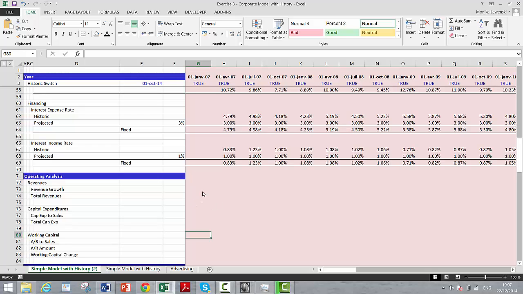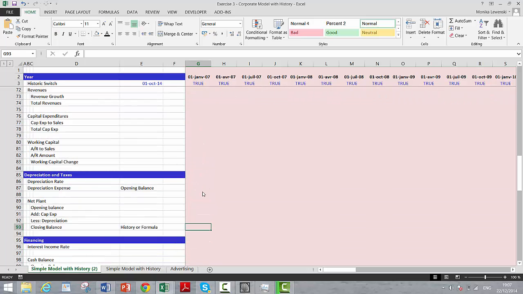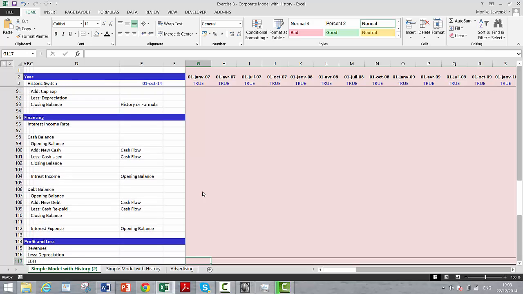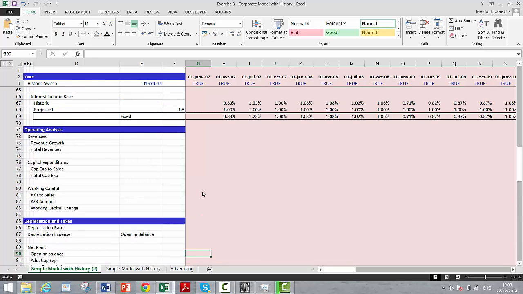Okay, let's get the rest of this model done. Now, the keys here are, again, I hope you see the magic of the historic switch. We'll see how we use it, especially in getting these closing balances to conform to history or the forecast. And a lot of this will be similar to what we've done in the past.